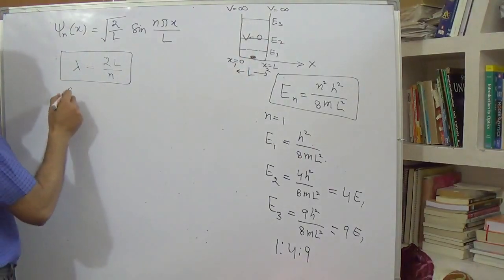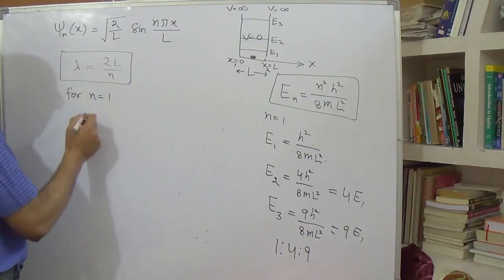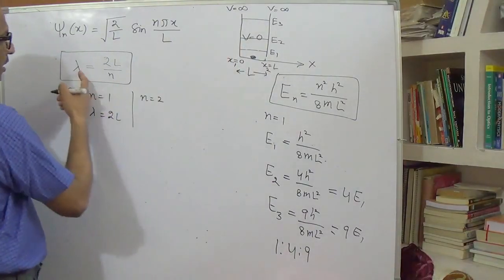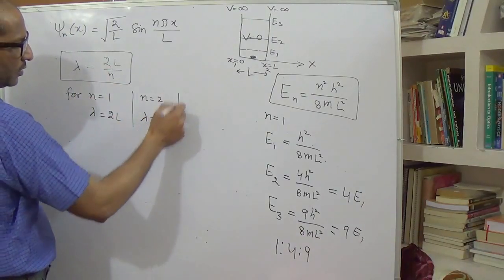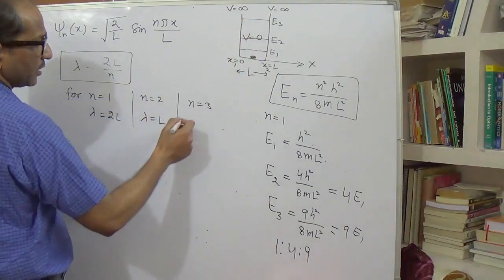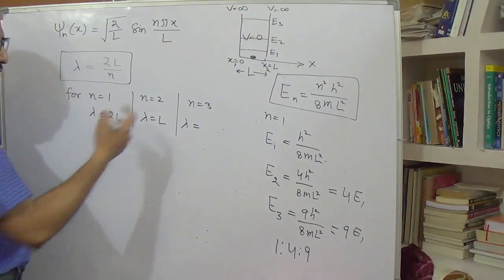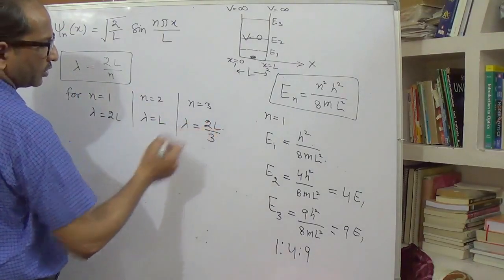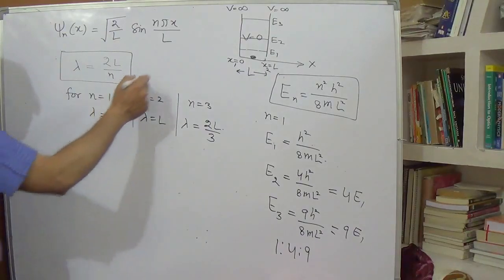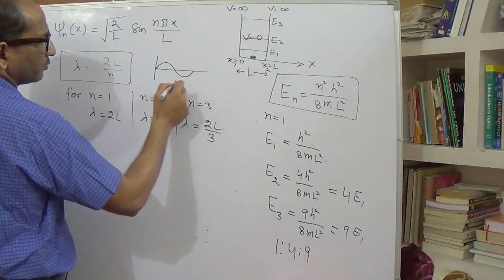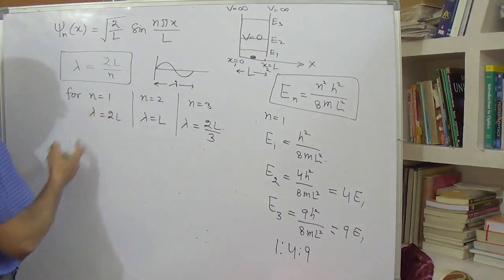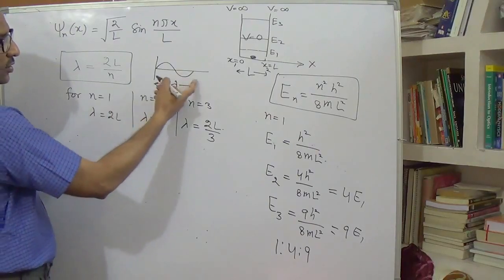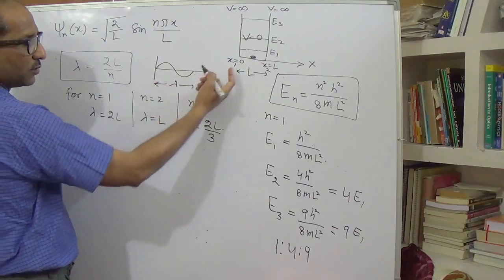For N is equal to 1, lambda is equal to 2L. N is equal to 2, for this state lambda will be equal to L, and when N is equal to 3, for this state the lambda, the de Broglie wavelength which is associated with this particle, will be equal to 2L upon 3. So I have already defined that wavelength concept. Now when I am considering n is equal to 1, that time lambda is equal to 2L.